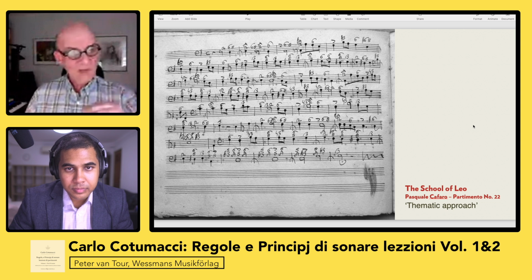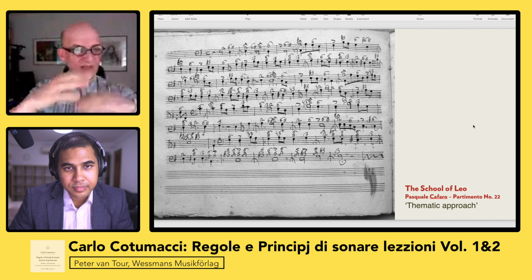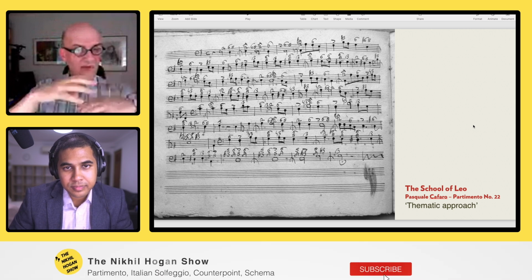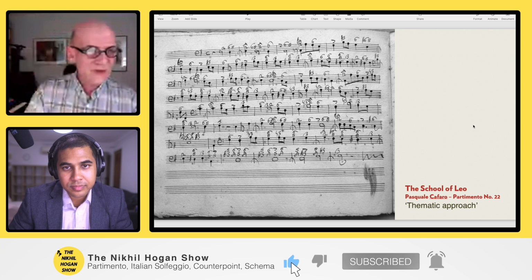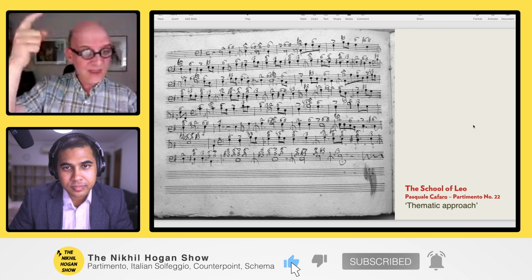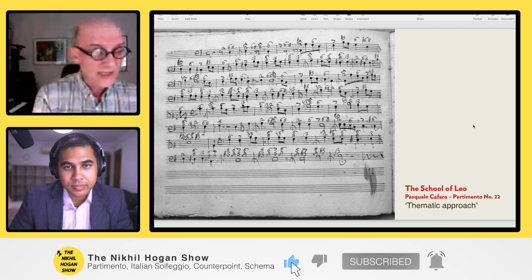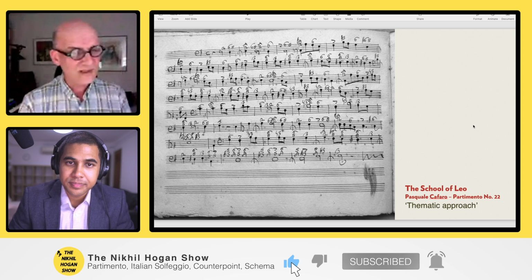So there's a theme and a counter subject, and you have to memorize the theme and the counter subject, and you have to understand the double counterpoint of it. When the counter subject is coming, you have to place the theme over it, and vice versa. And so this is not built on elements. It's not an elementary approach, but rather a thematic approach.